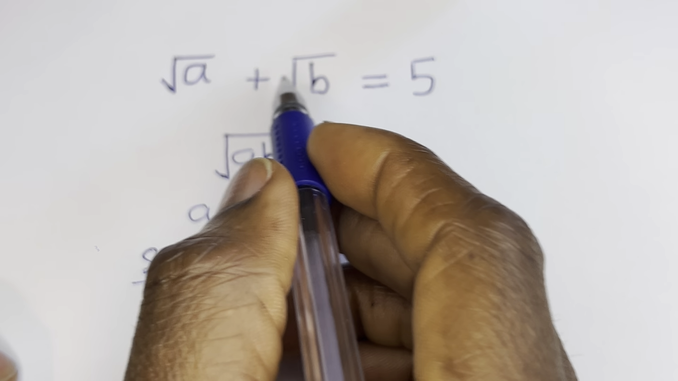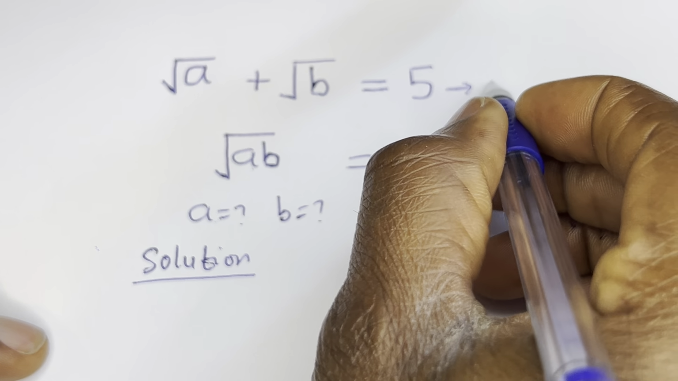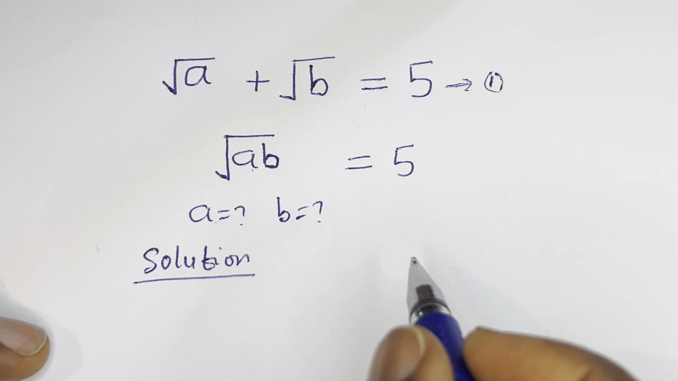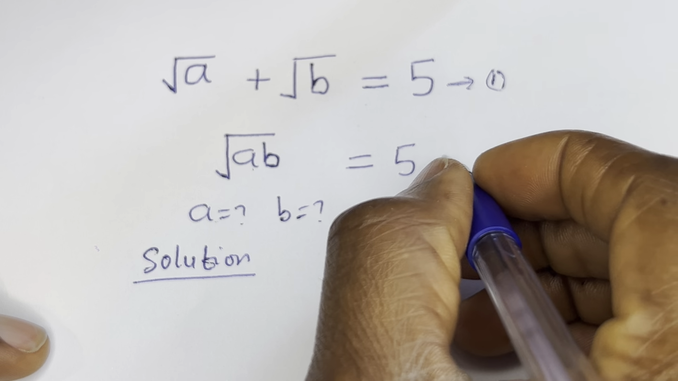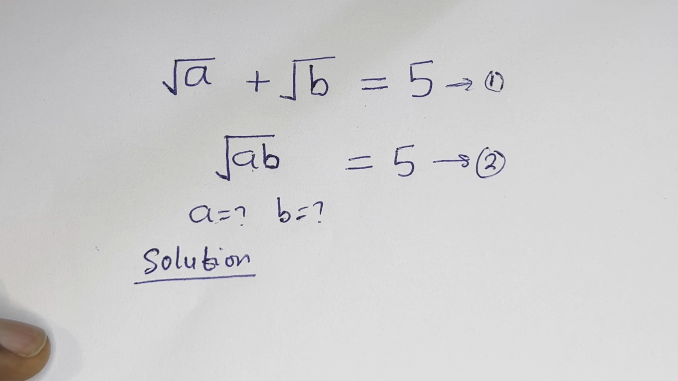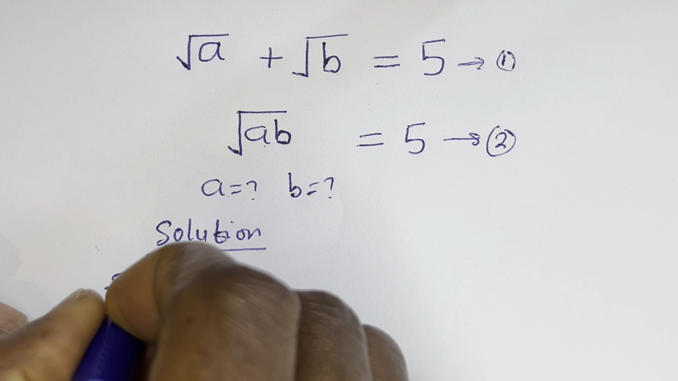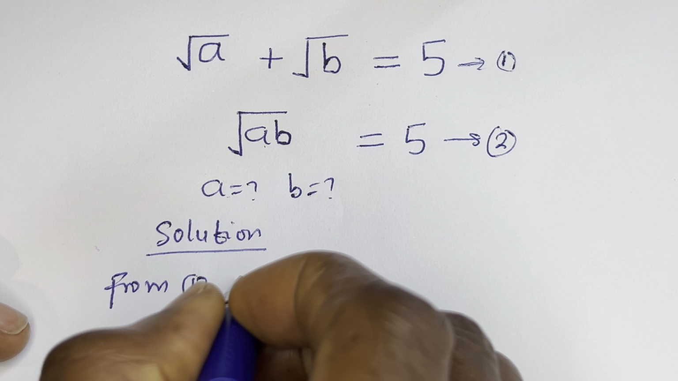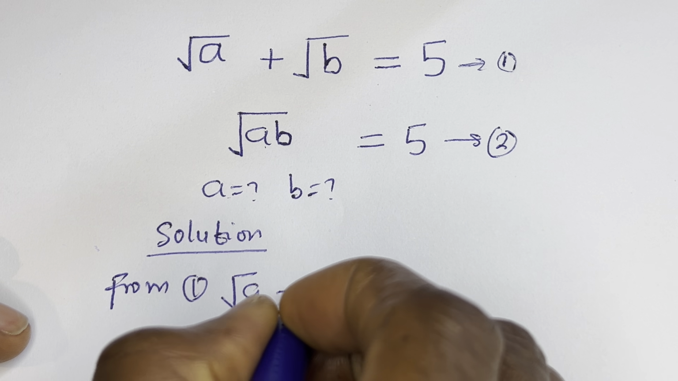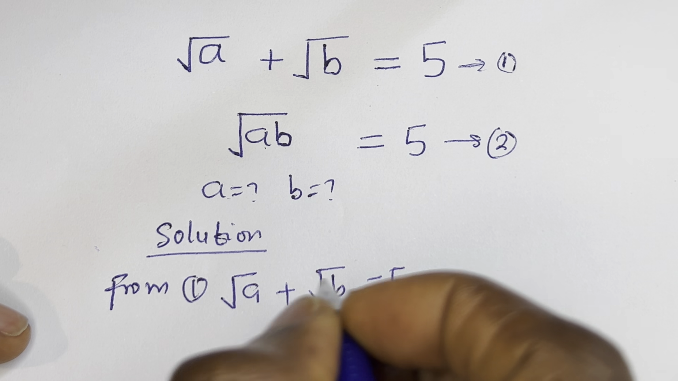Square root of a plus square root of b is equal to 5. Let's call this equation 1. Then square root of ab is equal to 5. Let's call this equation 2. From equation 1, square root of a plus square root of b is equal to 5.